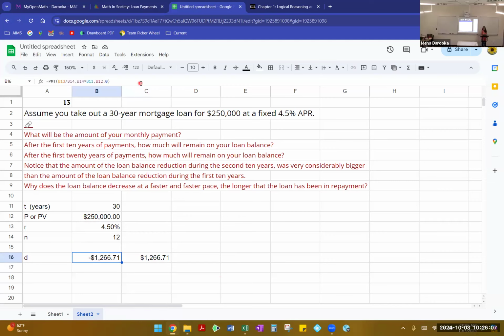Okay, so we do have our regular monthly payments here. So that was part A. Then part B is asking us, after the first 10 years of payments, how much will remain on your loan balance? So I'm going to give you guys a second to write down that formula so you have it for your record.